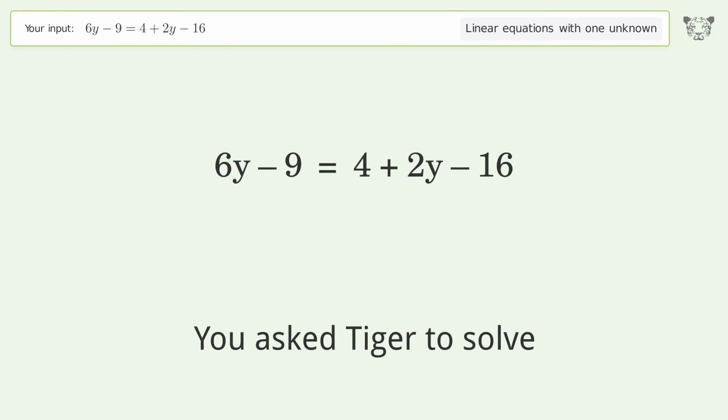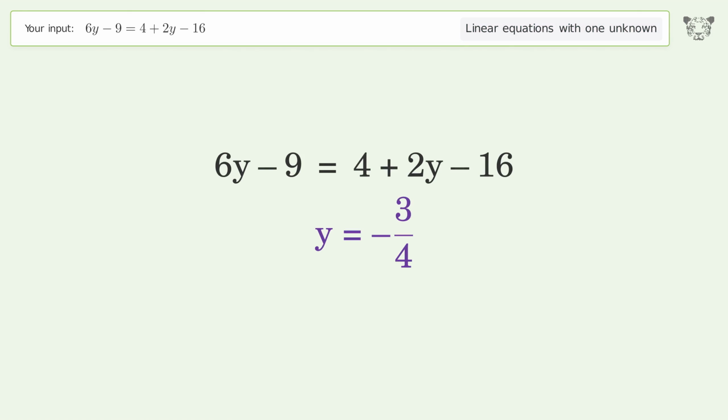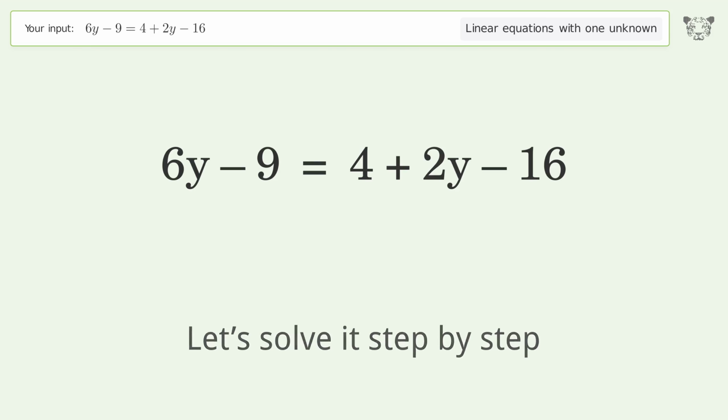You ask Tiger to solve this. This deals with linear equations with one unknown. The final result is y equals -3/4. Let's solve it step by step.